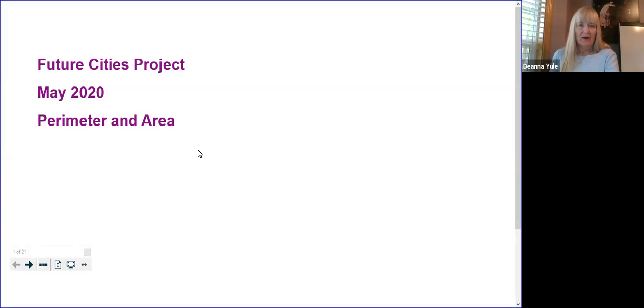I am going to do the very first video for our third packet, and we're going to be looking at perimeter and area. I'd like to go over perimeter and area, although I know most of you understand perimeter and area and know how to find it. I'm just going to give you a refresher on this.